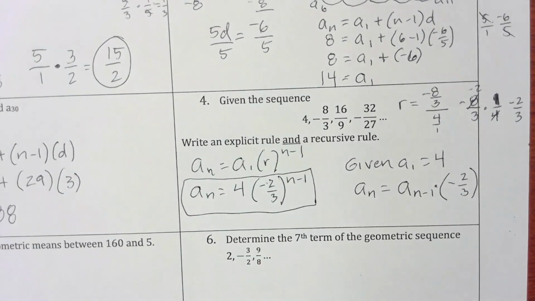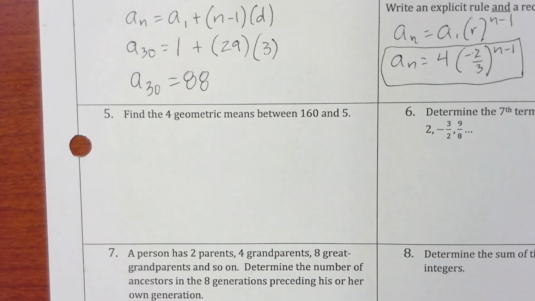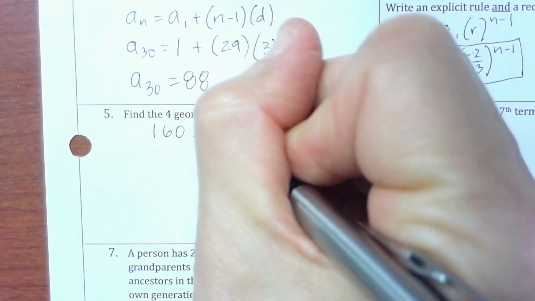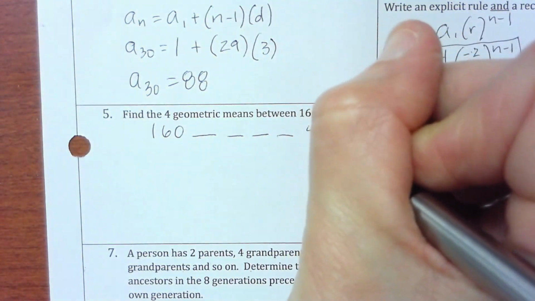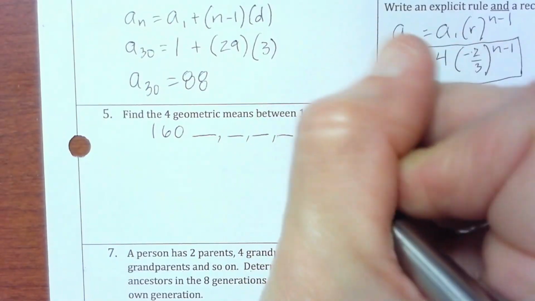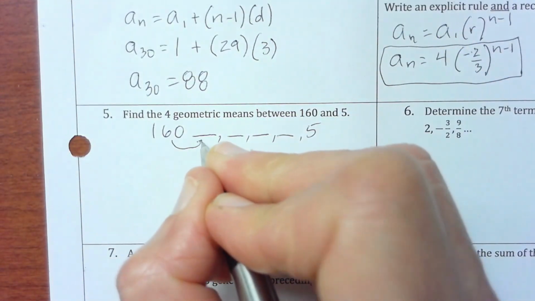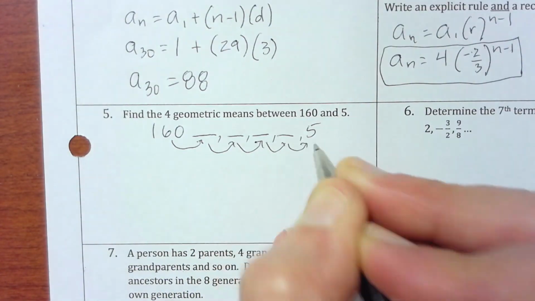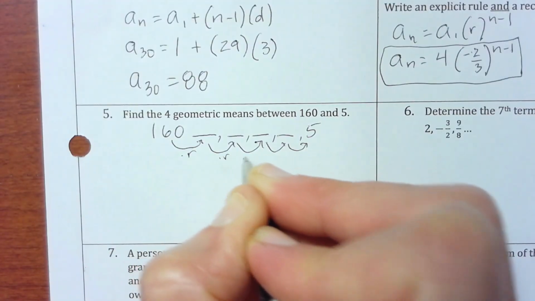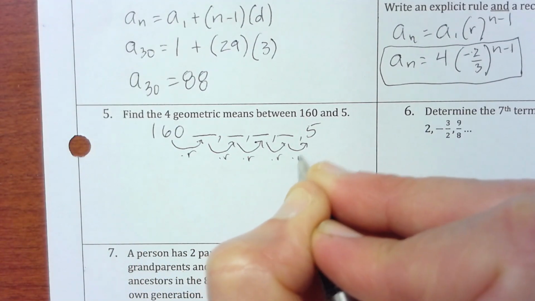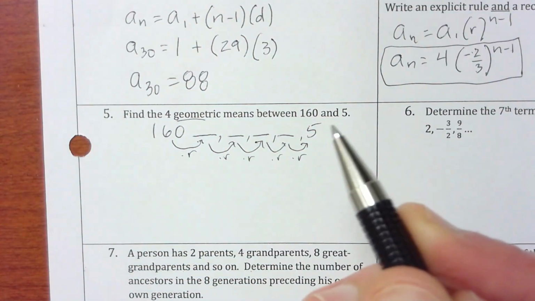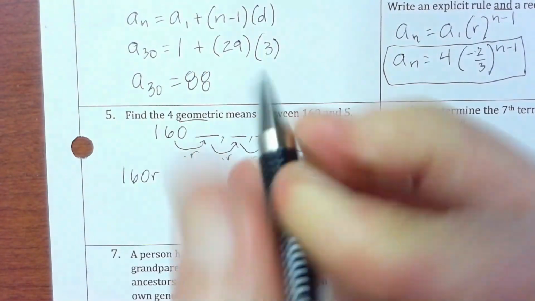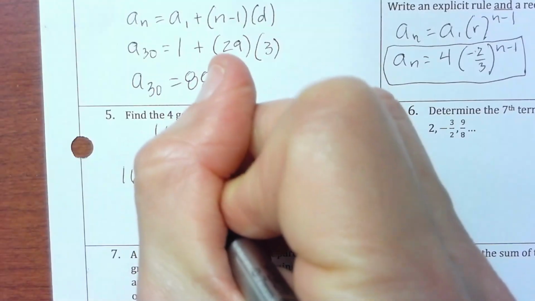All right. Find the 4 geometric means between 160 and 5. So 160, 1, 2, 3, 4, 5. And I'm a visual person, so I got to write all this out. Okay. Each time we're multiplying by R here. So every step is a multiplication because it tells me it's geometric. Geometric means. So my equation would be 160 R to the 5th equals 5.